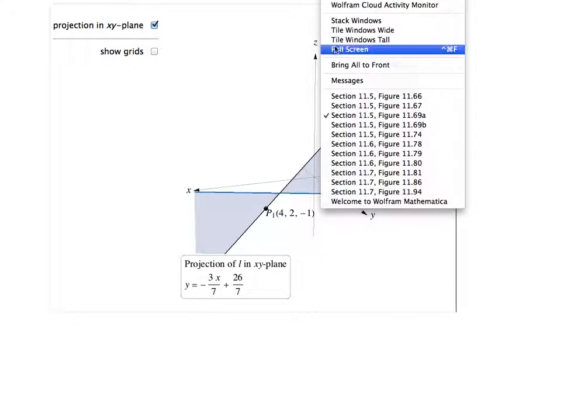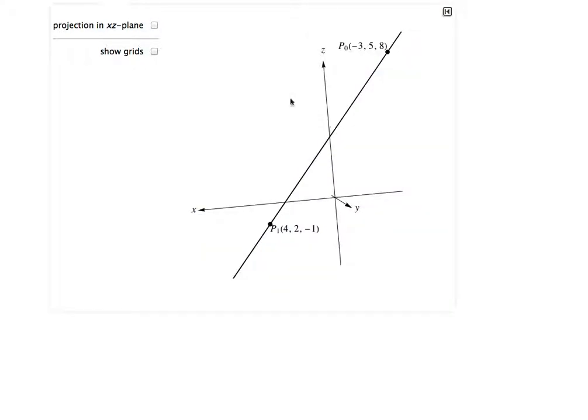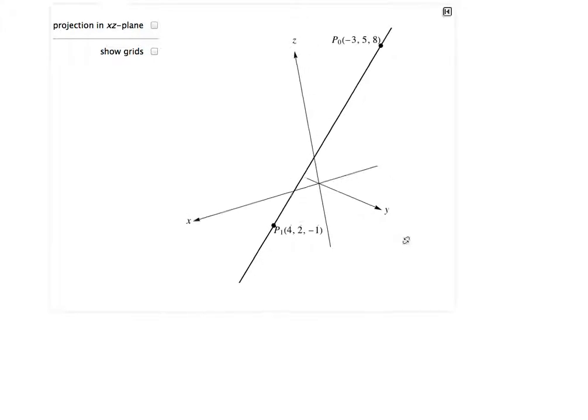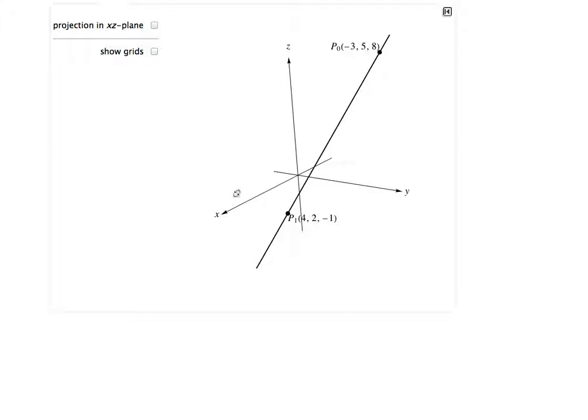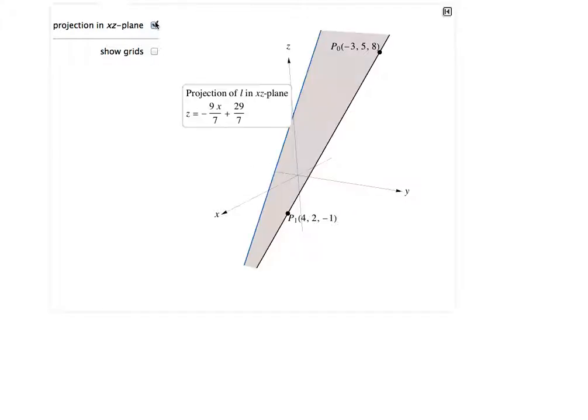We can also do that in a different plane, the xz plane, in a similar way. All it's going to do is project onto this xz plane. Again, as another exercise, you can use the equation of this line, project it onto the xz plane, and come up with this. Notice that z is a function of x.